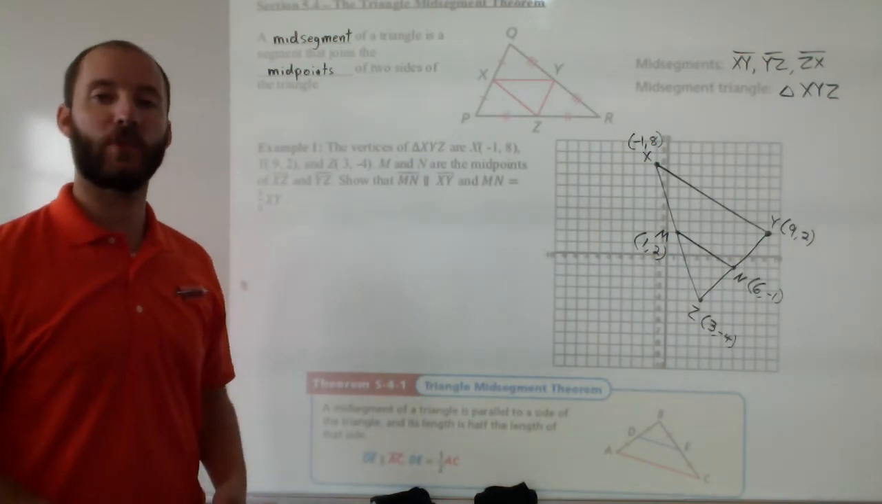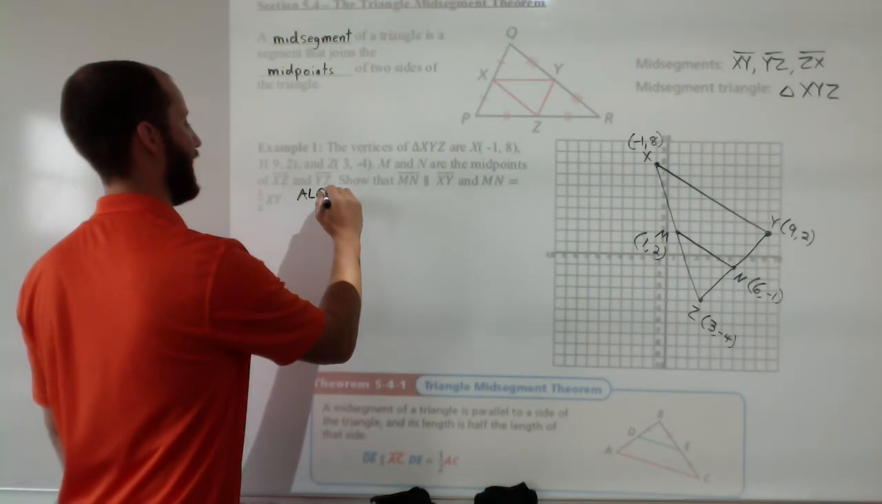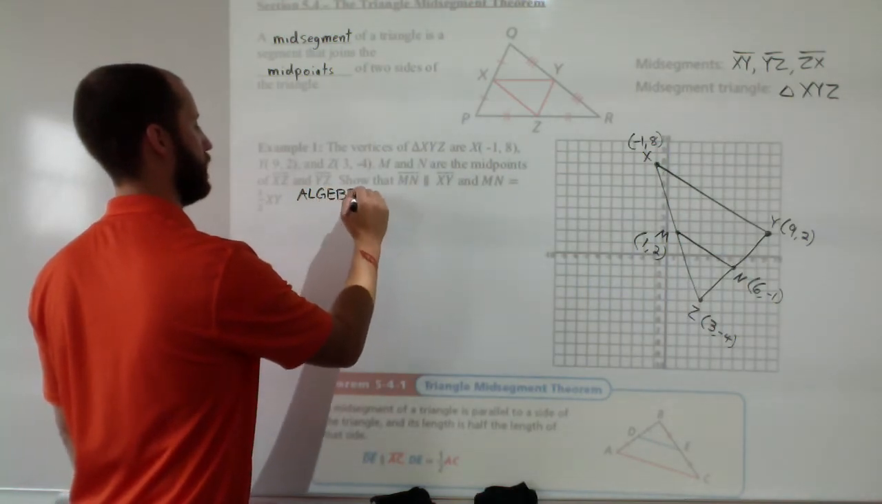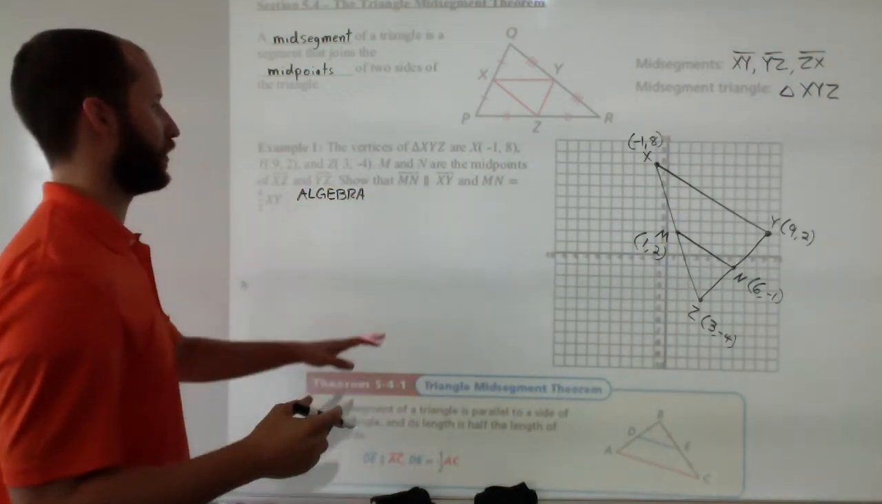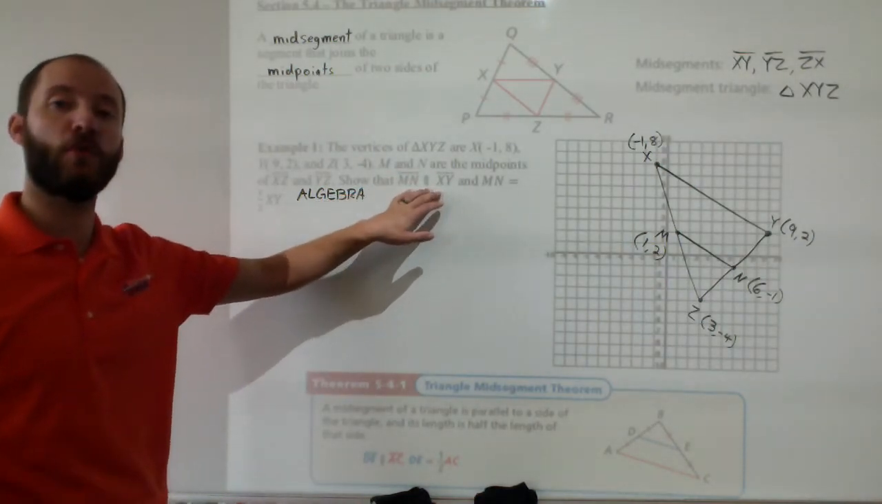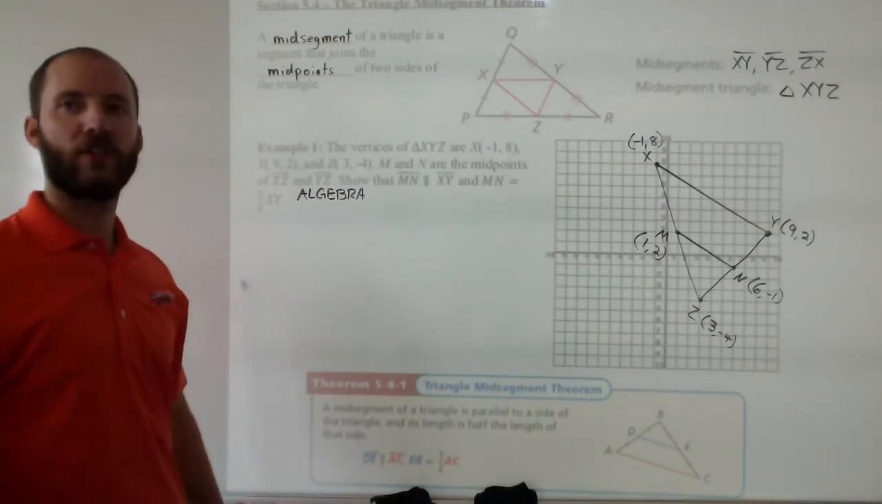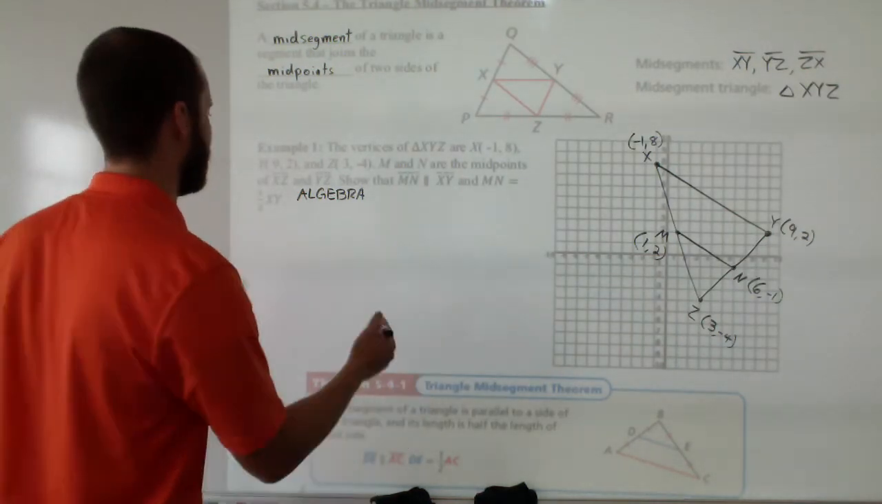So what we're looking at is some coordinate proof. Coordinate proof means we are using algebra, okay? Going to be using formulas. So we want to show these lines are parallel, so we're using the slope formula. And then we want to look at their distances, so we're using the distance formula as well.